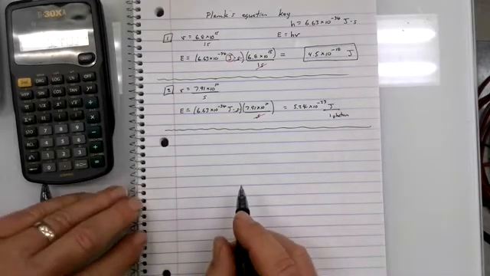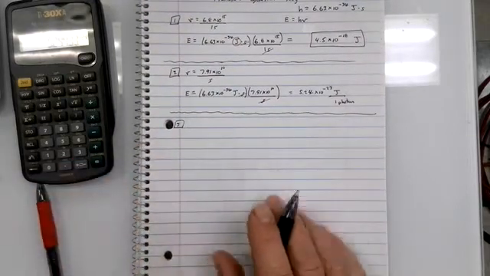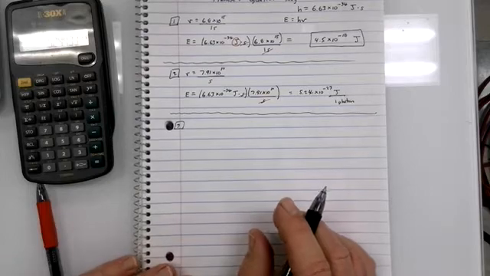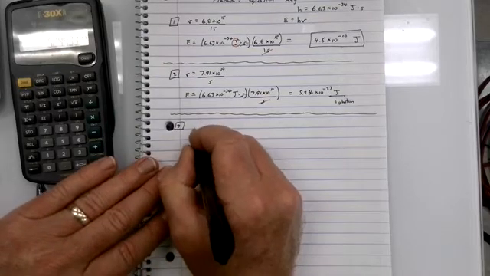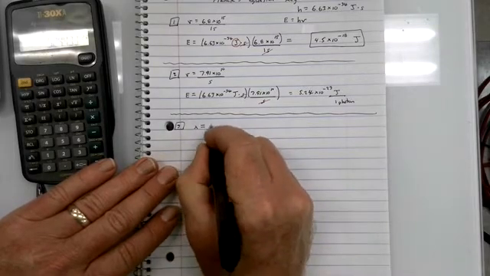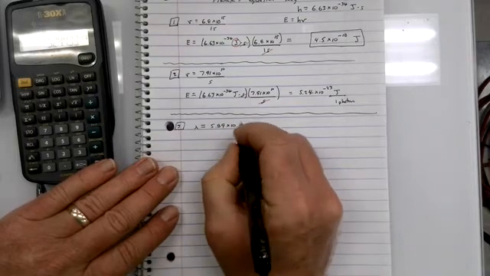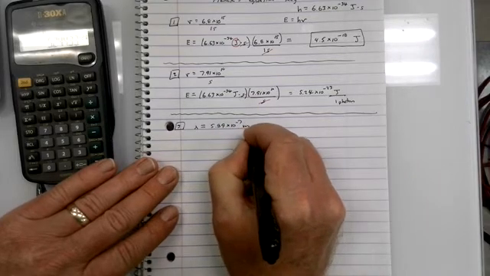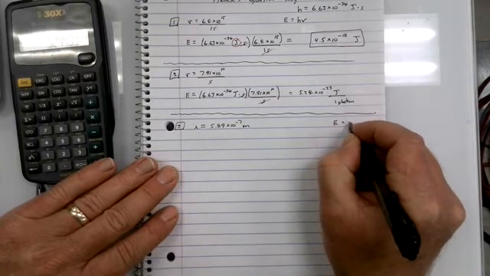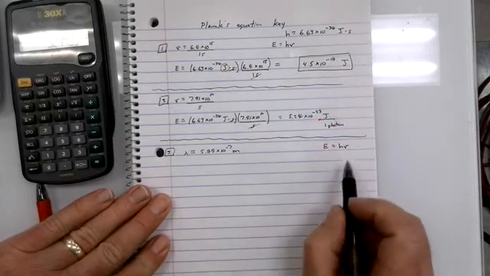Question 3. Possibly a little more work here. It says a sodium vapor lamp emits photons with a wavelength of 5.89 times 10 to the negative 7th meters. What is the energy? So we're looking for the energy. So we're looking to use E equals hv. We have the h, but we don't have the v.